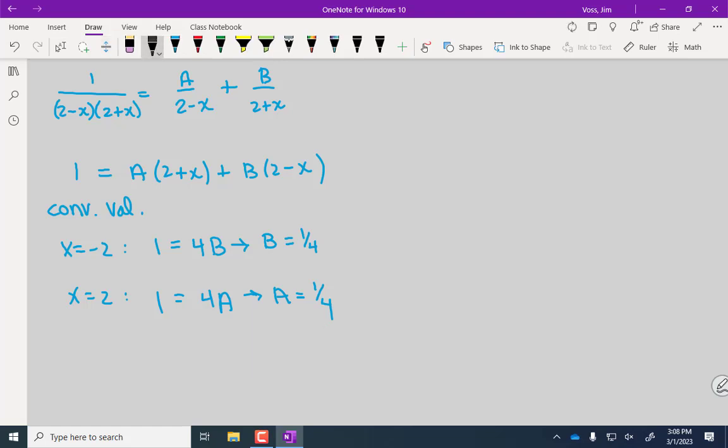So this is the convenient value method, and if we wanted to do the traditional method, which is the method that we want to do if we have a nonlinear, so most of the time we wouldn't do it here, but it's absolutely going to work. So the first thing we do is multiply this all the way out. We expand it.